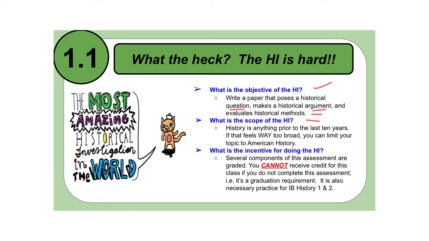What is the scope of the HI? Well, it has to be anything that was not within the last 10 years. So if it was 2010, then you should be good. Okay, because that is beyond 10 years ago. But if it was 2016, you can't do that.